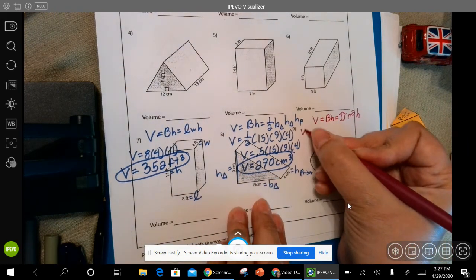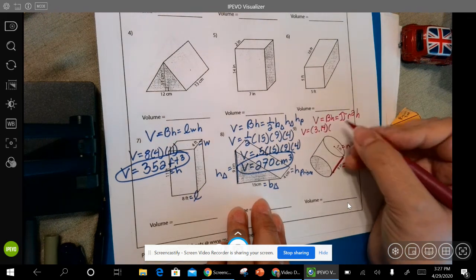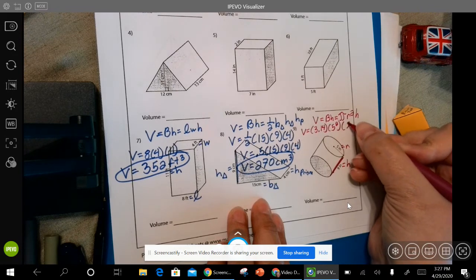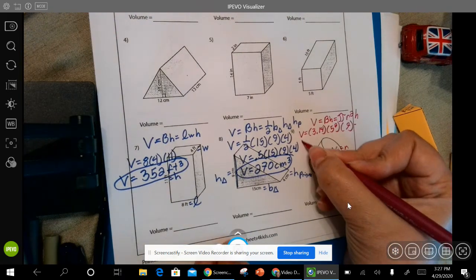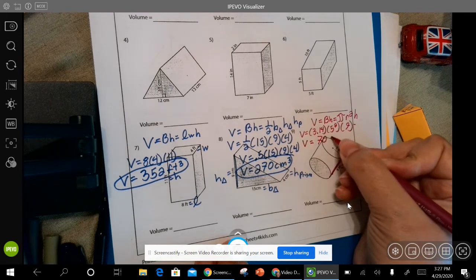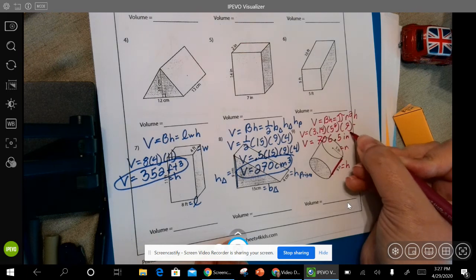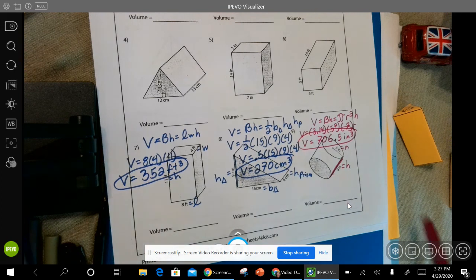So we're going to go ahead and multiply those all together. I'm going to use 3.14 for pi. So 5 squared, which is going to be 25 times 9. So everybody remember to square it. So we're going to have volume is equal to 706.5 inches cubed. Okay, everybody, you got these.